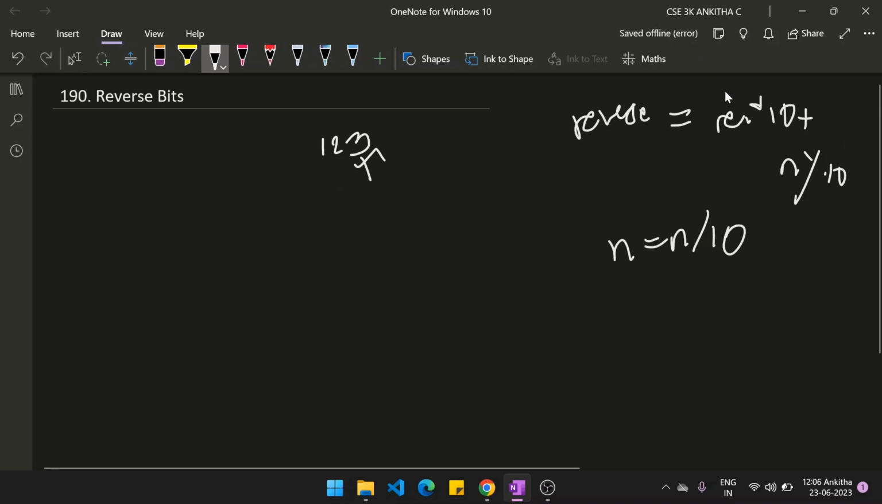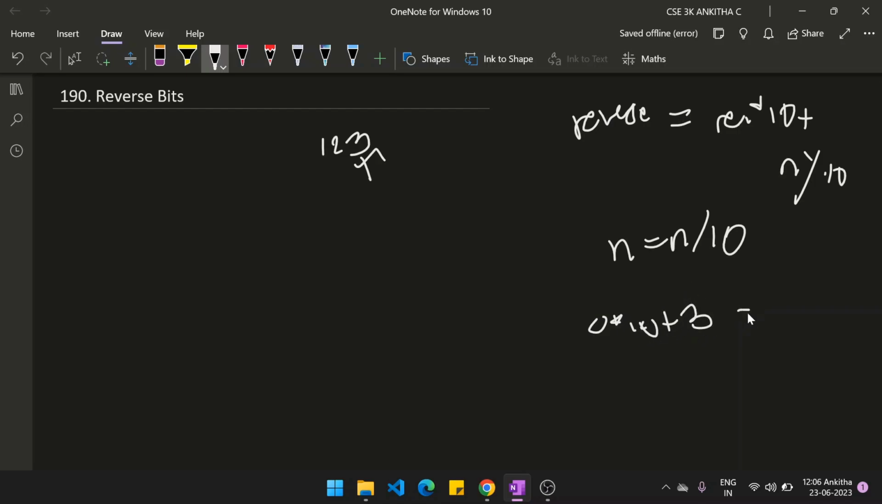Initially reverse is 0, so 0 * 10 + 3 will give you 3. Then n = n / 10 will give you 12, since 123 / 10 gives 12. Next, with 12 also we pass it: reverse * 10, that is 3 * 10, plus 12 modulus 10, which gives 2. So 3 * 10 + 2 is 32.